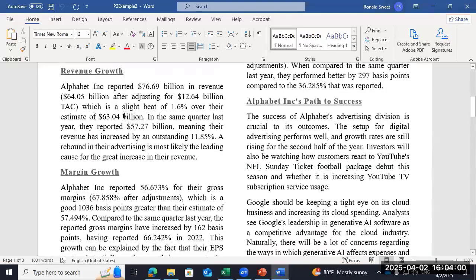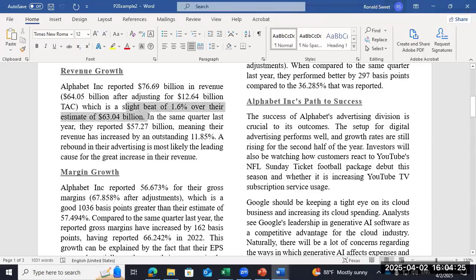Then do the exact same thing on revenue. Alphabet reported 77 billion in revenue. Here he did this really, really well. 64 billion after adjusting for 12 billion for TAC. Now he didn't say what TAC was. It'd probably be smart to do that. Probably your boss maybe knows what that is, but which was a slight beat over their estimate.